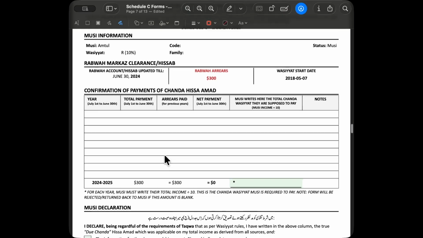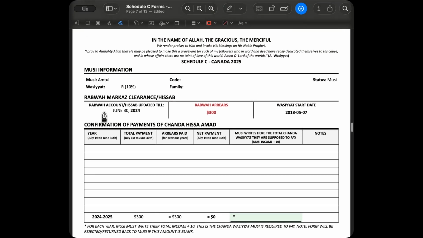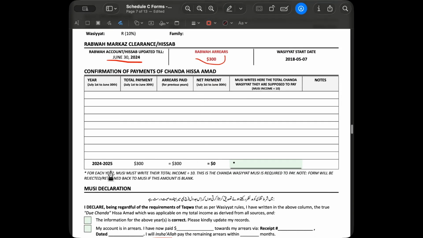Now this is another form. Same thing. This is a Lajna member who is on pocket money. Let's assume that she is on pocket money. She's not on social or pension. Then her account is cleared up to here. She has arrears of $300. You will notice that during the year 24-25, she paid $300, from which she had paid $300 in arrears. So this amount. So she has cleared her $300 arrears. Now what she is left with at the end of the year is only $0.